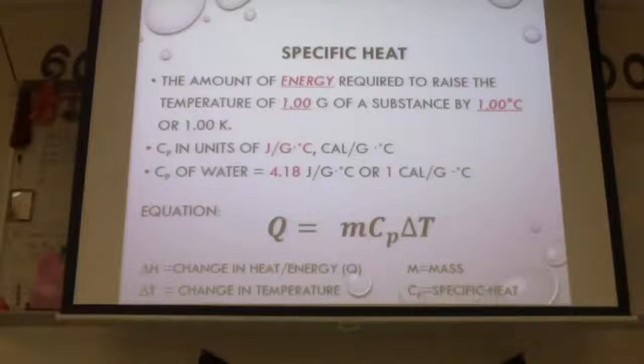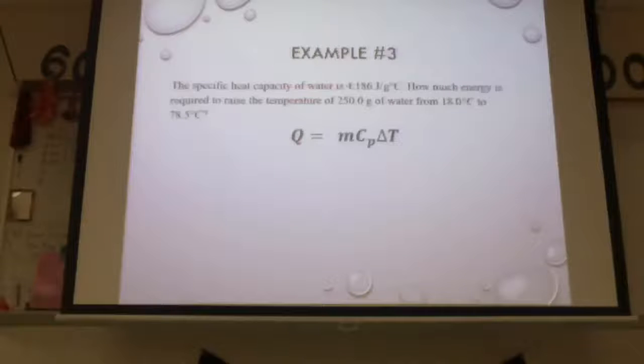Okay, so let's do some examples here. The specific heat capacity of water is 4.186. I just happen to give this to you. In any problem, you just have to know 4.18. How much energy is required to raise the temperature of 250 grams of water from 18 degrees Celsius to 78.5 degrees Celsius?